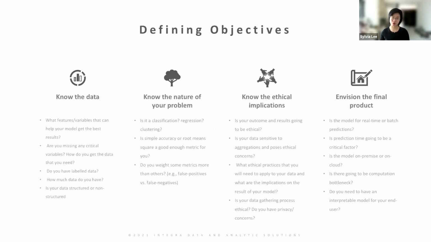Now, to find the most critical parts, we have identified 4 big fields which you can think through to guide you to establish your problem statement. So to learn more about your data, to know what your problem is, what the nature of your problem is, and you also want to know the ethical concerns. So then what are the protective measures that you might have to put in place throughout your whole data science project? And then lastly, to envision where that final product is going to be.